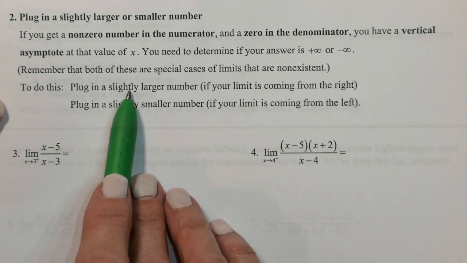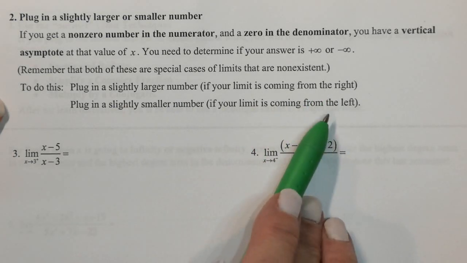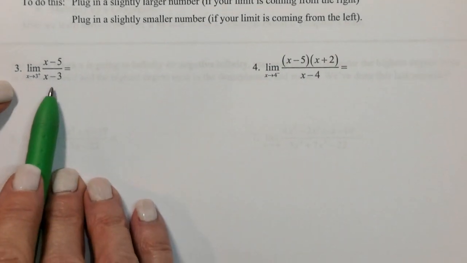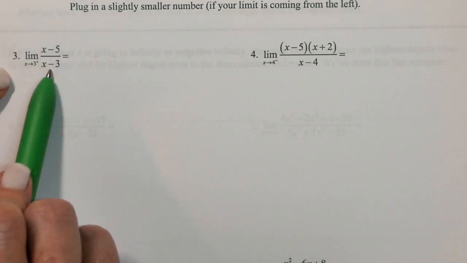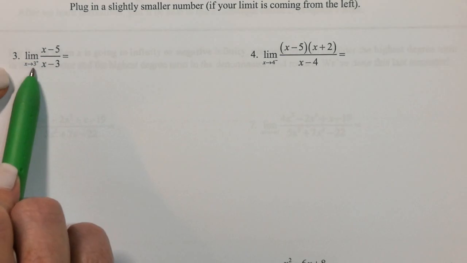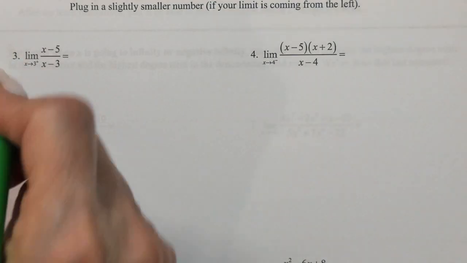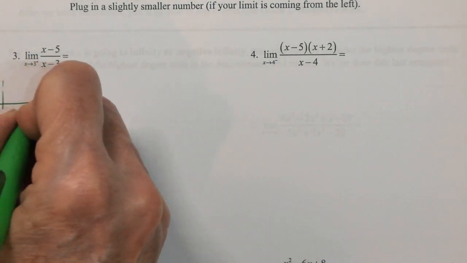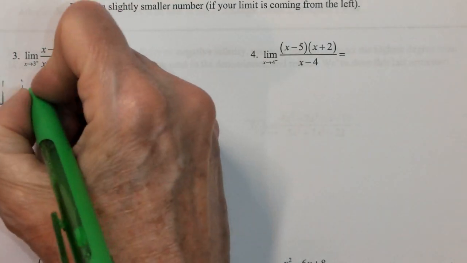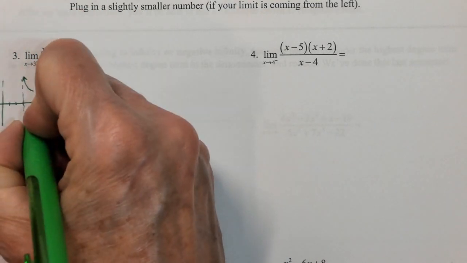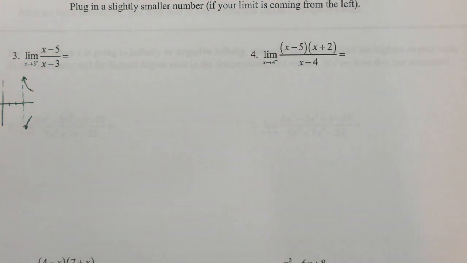To do that, we plug in a slightly larger number if it's a right-hand limit and a slightly smaller number if it's a left-hand limit. So for instance, this limit. This is a rational function. It has a vertical asymptote of x equals 3, and we're approaching 3 from the right. So visually speaking, I already know that I've got a vertical asymptote at 3. If I want the right-hand limit, all I need to do is figure out, is this positive infinity or is it negative infinity? That's the visual thinking behind this.